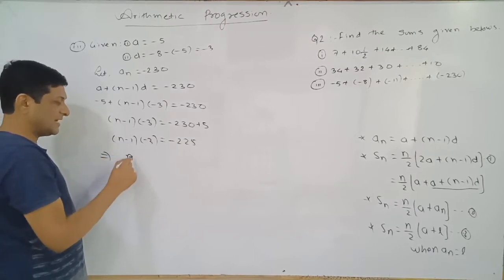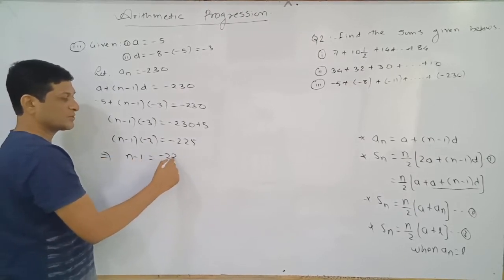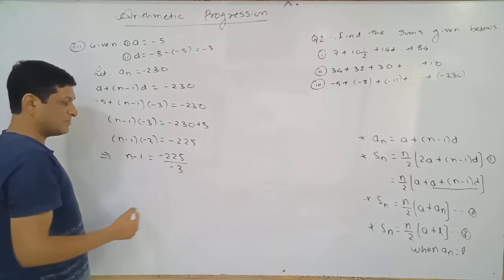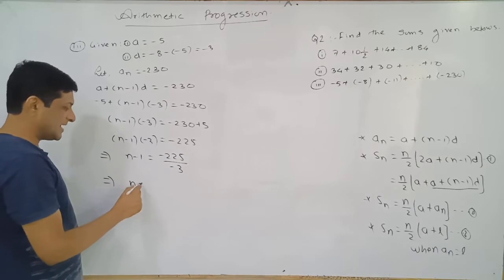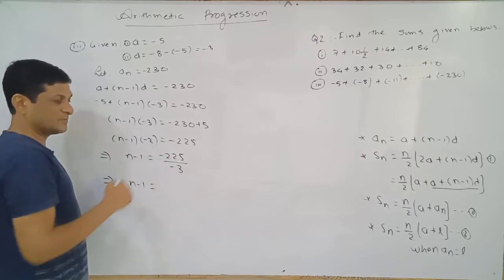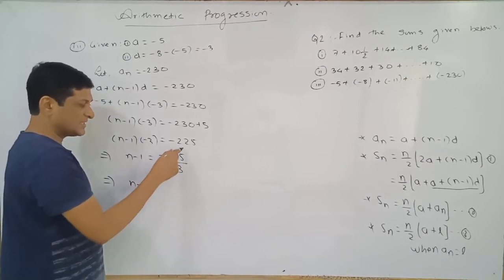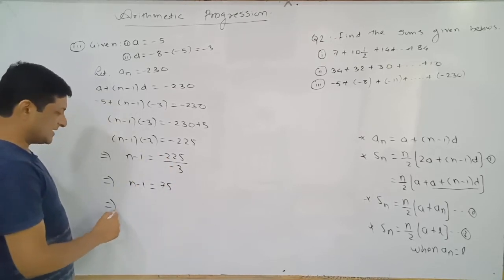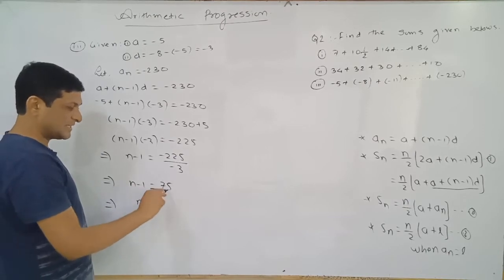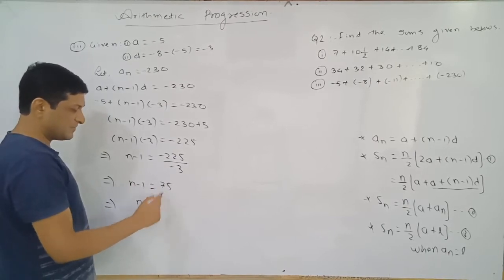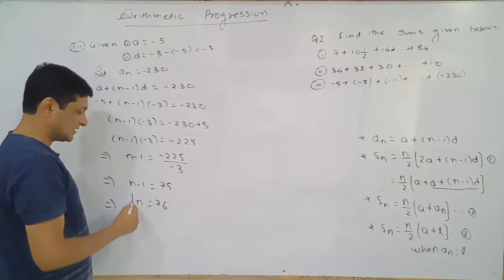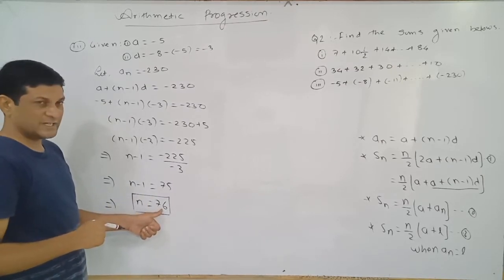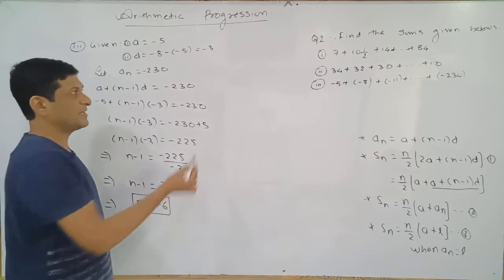On this side n minus 1 into minus 3, keep it as it is. So this implies that n minus 1 is equal to minus 225 divided by minus 3. On this side minus 3 will become divided by minus 3. So this implies that n minus 1 is equal to minus minus will get cancelled, and 3 75s are 225. So this implies that n is equals to minus 1 on this side will become plus 1. 75 plus 1 will be equals to 76. In this way we have got that total 76 terms are there in this arithmetic progression.